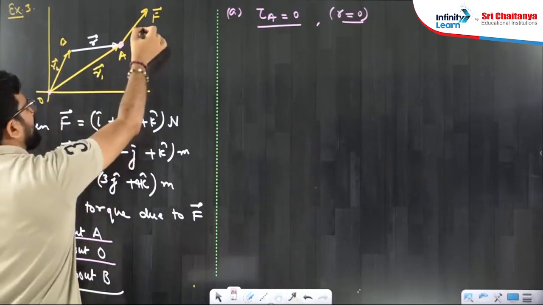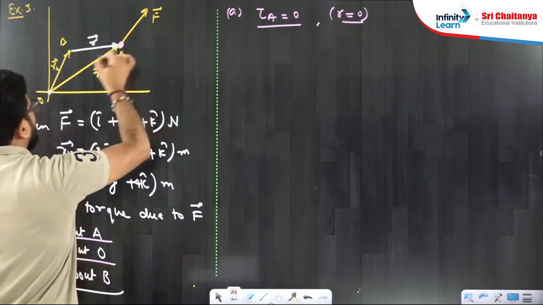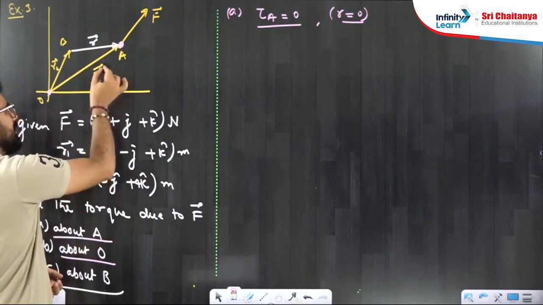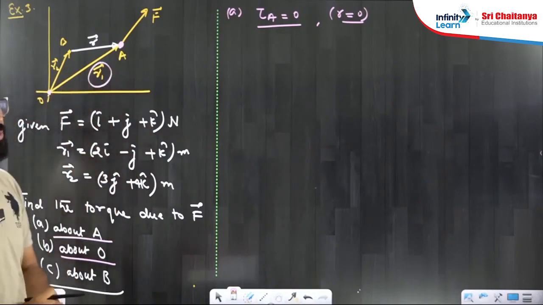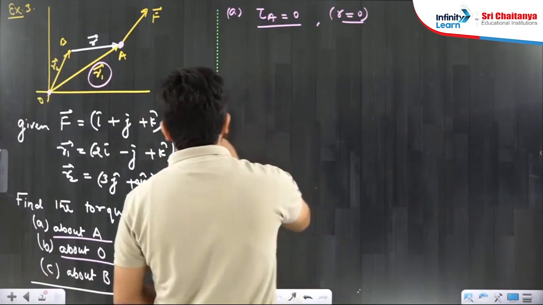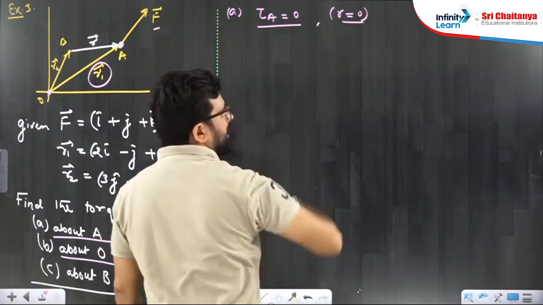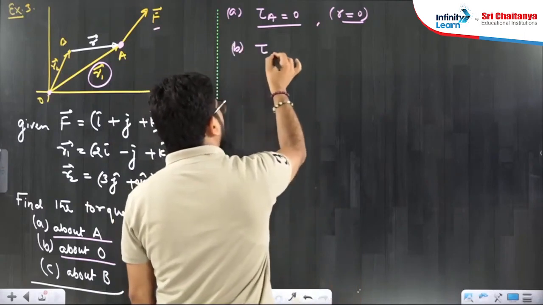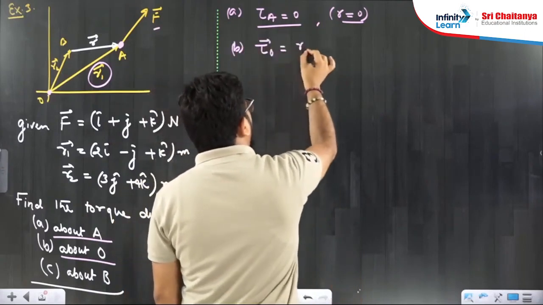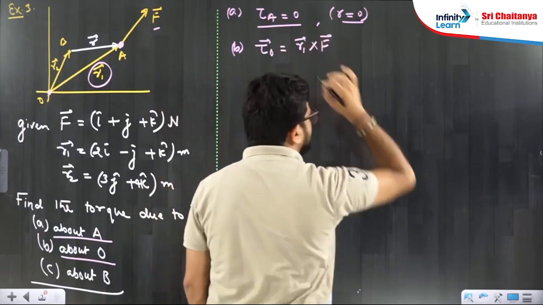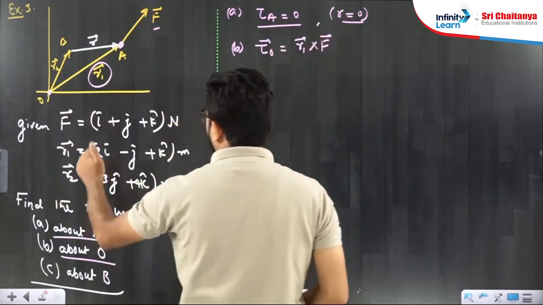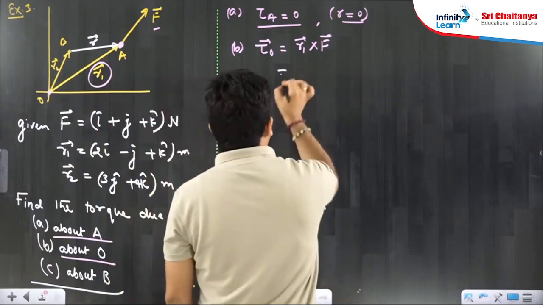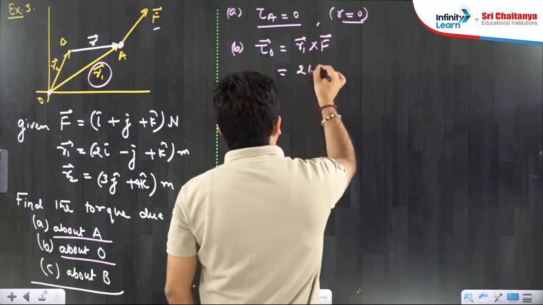Now F is acting at A, and O is here. From O to A there is an R vector, that is nothing else but R1. We have to apply R1, and we know the force, so we can calculate the torque directly. The torque about O is nothing else but R1 cross F vector. R1 is given to you, F is given to you, put them in and you will get the answer. R1 is given to you as 2I cap.